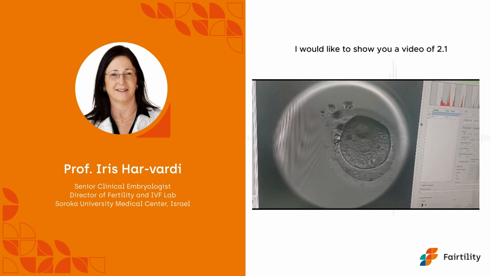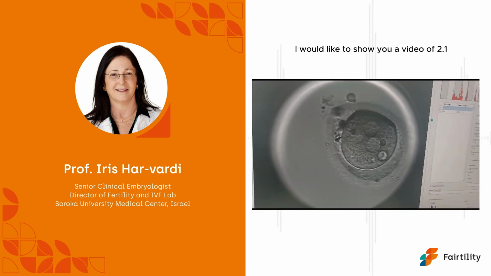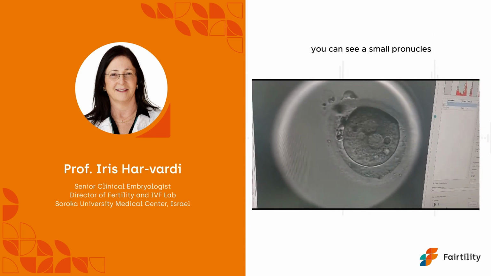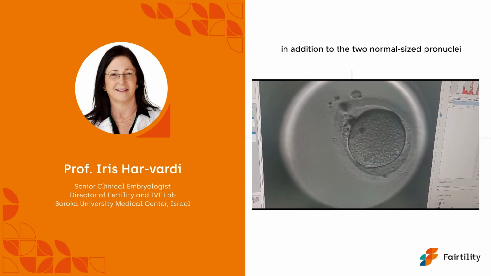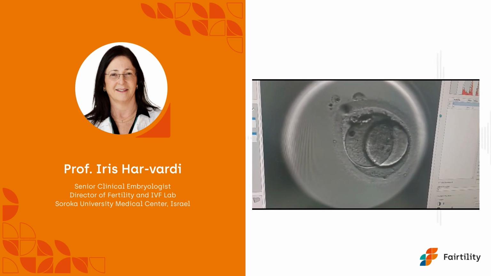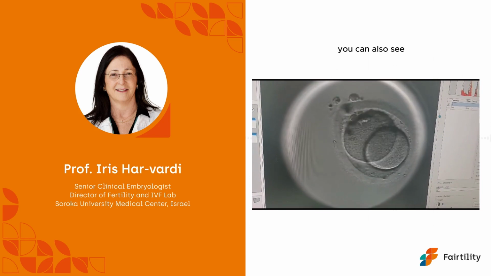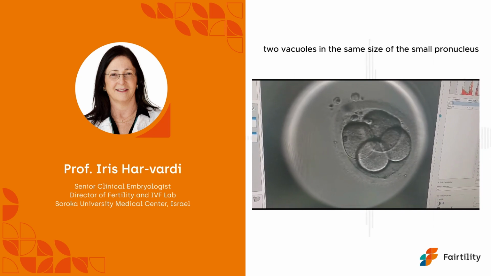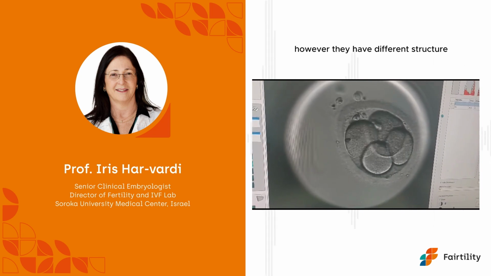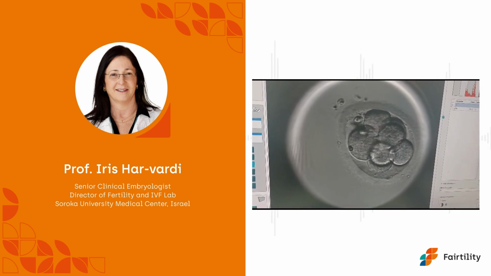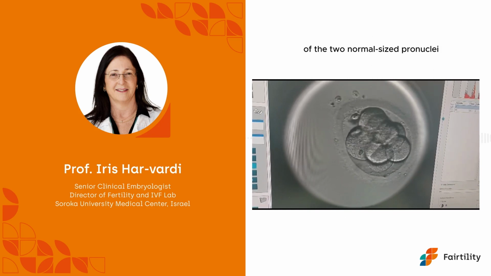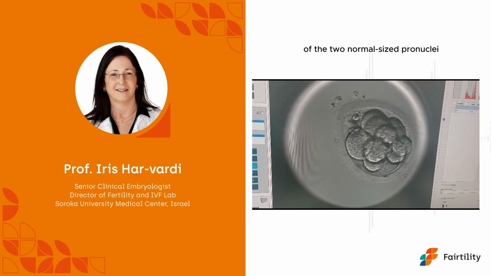I would like to show you a video of 2.1 pronuclear fertilization. In this video, you can see a small pronucleus in addition to the two normal-sized pronuclei. In this case, you can also see two vacuoles in the same size as the small pronucleus, however, they have a different structure. The small or the micropronucleus contains nucleoli and disappears at the same time as the two normal-sized pronuclei.